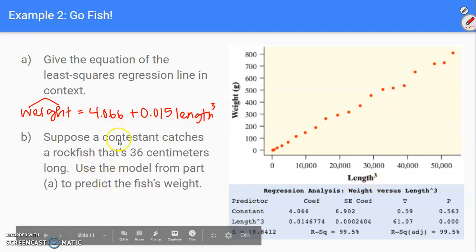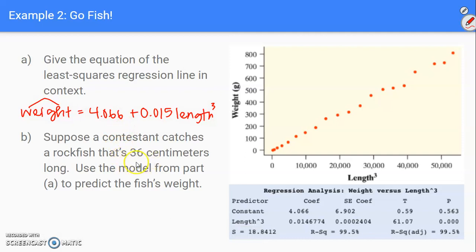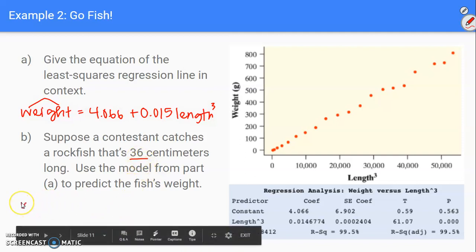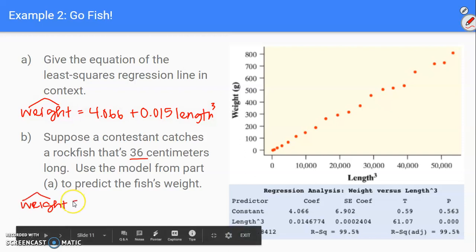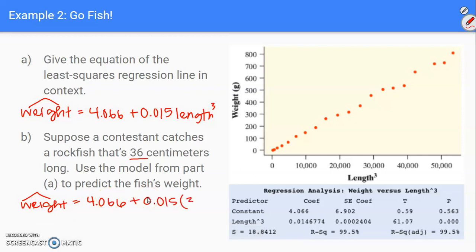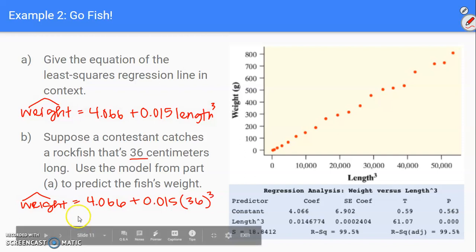And then I can use that equation to estimate or predict a value. So if I wanted to find the approximate weight of a rockfish that's 36 centimeters long, I can basically just plug in to my equation. So 4.066 plus 0.015 times 36 cubed, and then I can use my calculator to figure out what that equals, which is 703.9 grams. So I can use that model.